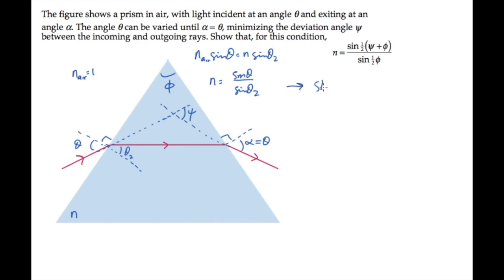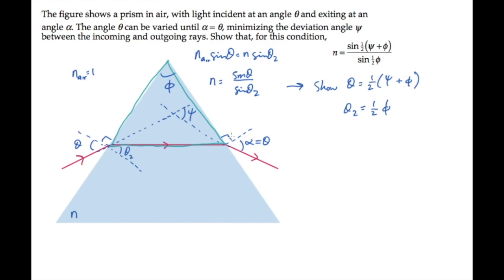So apparently what we're asked to show is equivalent to showing that the angle theta is 1/2 psi plus phi, and the angle theta 2 is equal to 1/2 of phi. Let's find the angle theta 2 first and show that it equals half of phi. We'll do this by looking at this green triangle.